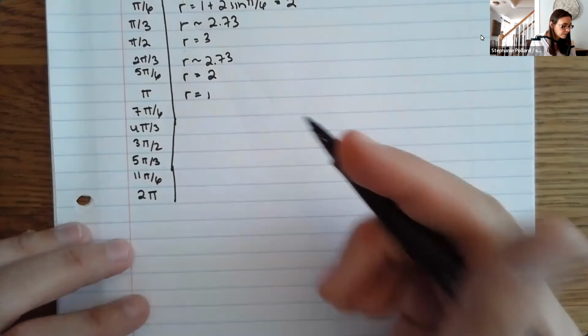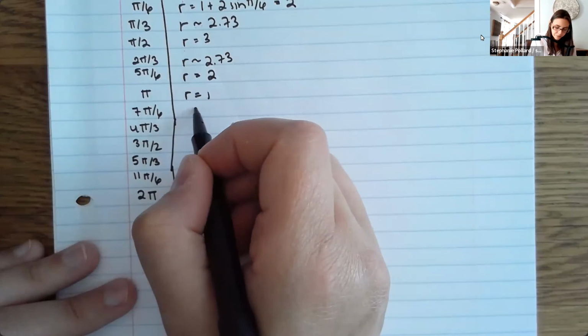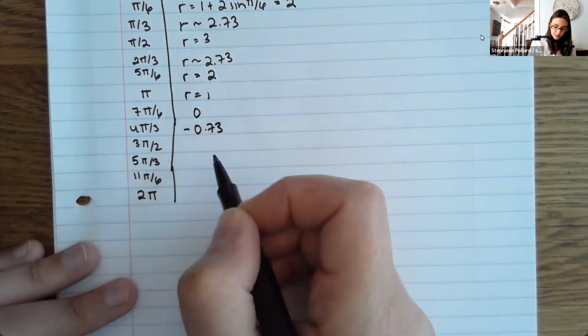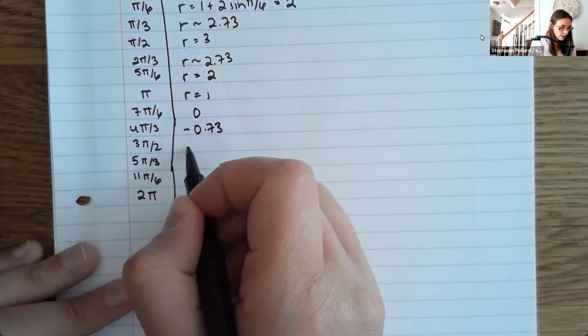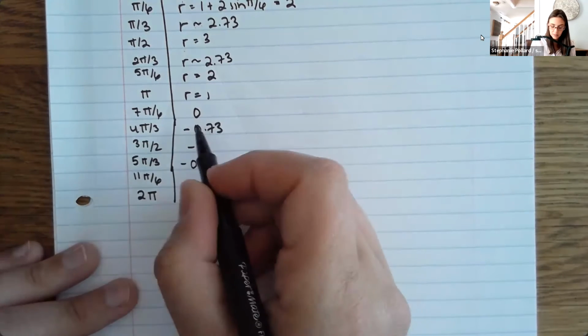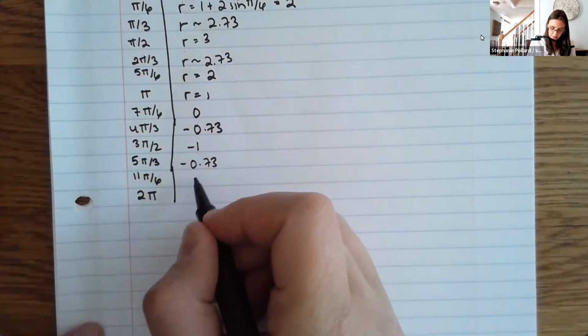So I'm going to keep going. When I plug in 7 pi over 6, I do get 0 there. Here I get negative 0.73 approximately. Here I get negative 1. I get another negative 0.73. And again, I know you see a little bit of repeat, but I'm not 100% sure yet just because I see one value. Next value is 0.